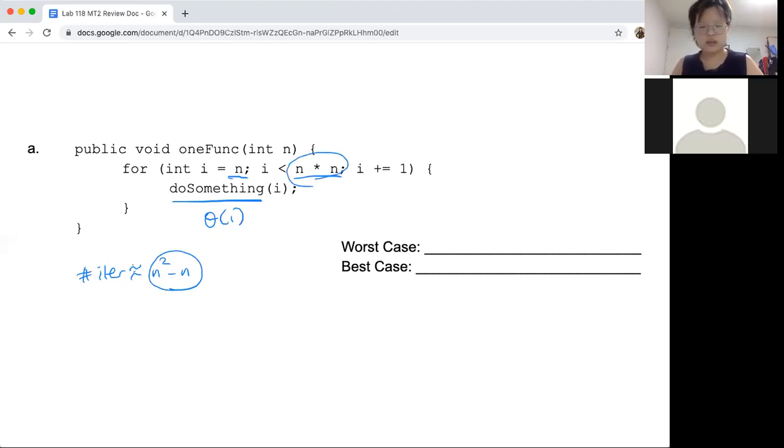So actually the worst case and the best case in this problem are going to be the same. And so they're both going to be, and remember that we can simplify this to n squared, so the worst case is going to be theta n squared, and the best case is also going to be theta n squared.